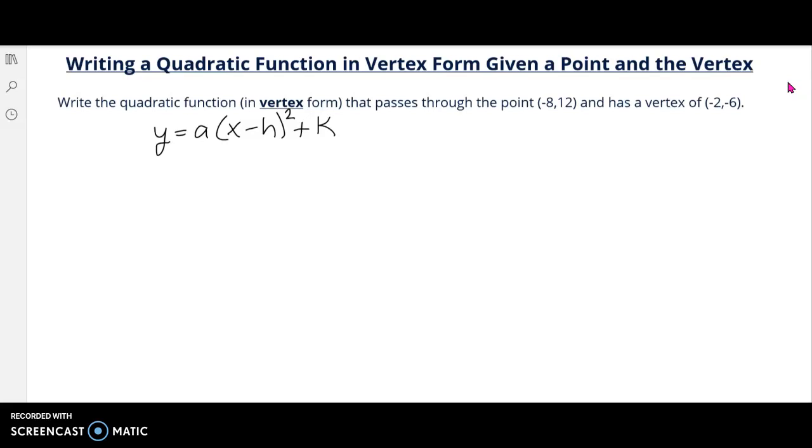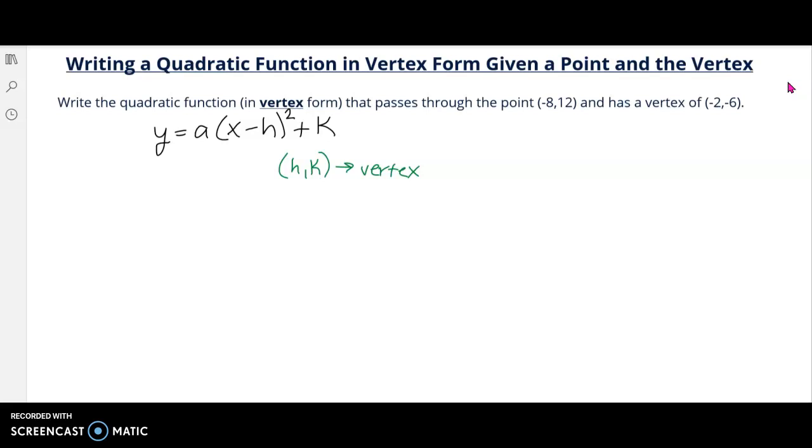When we talked about transformations, we remember that a makes the parabola have a vertical stretch or compression. It could also reflect the parabola across the x-axis. The h value creates a horizontal shift left or right, and the k value is a vertical shift up or down. But we also have to remember that the h and the k, if we write them together as a point, is also known as the vertex. Okay, so that's why it's called vertex form.